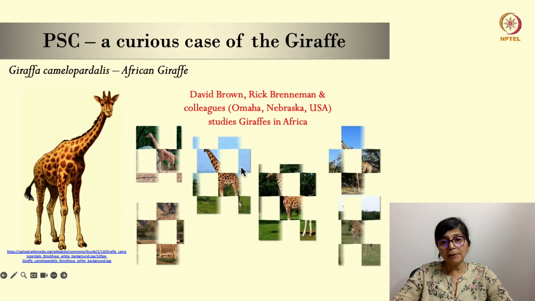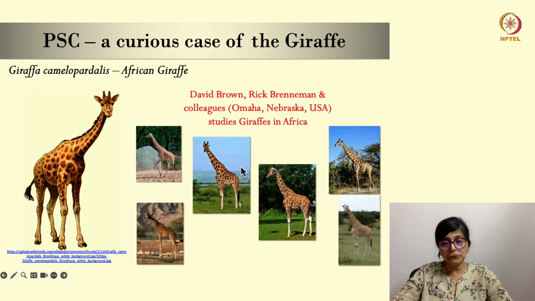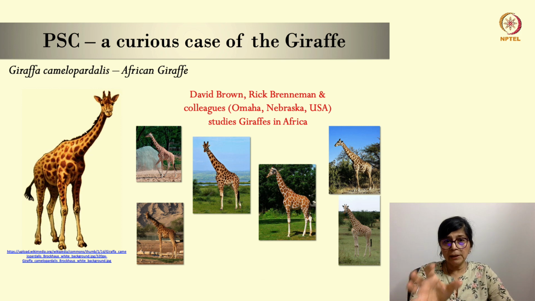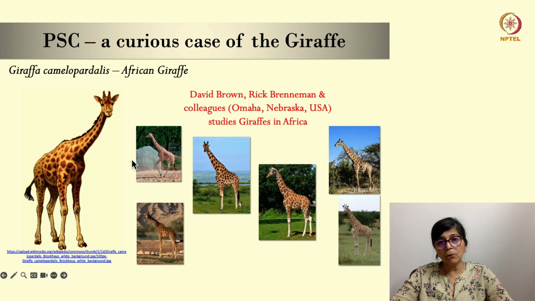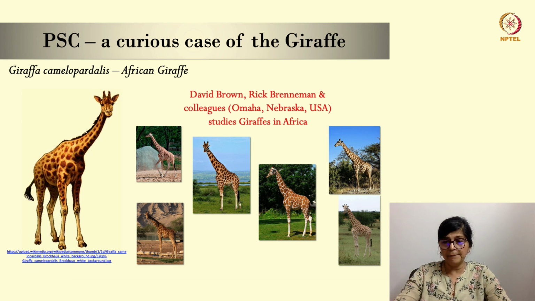What caught their eyes was something like this. If you see this picture, all these animals can be present in a big zoo like the Omaha zoo. They will have lots of giraffes from lots of different countries. So in the zoo, they had these giraffes from all over the world, and what they started noticing was very distinct stripes, or patterns, within these animals. So that caught their eye.